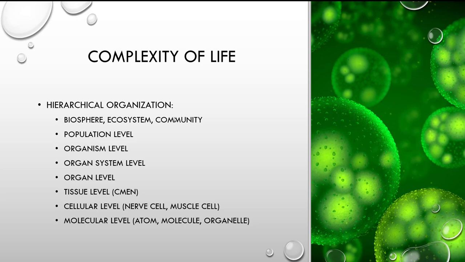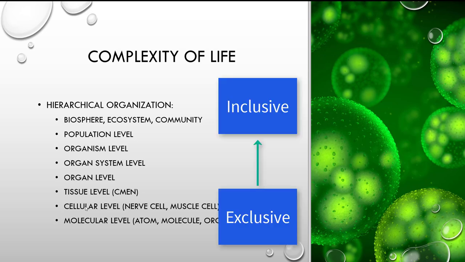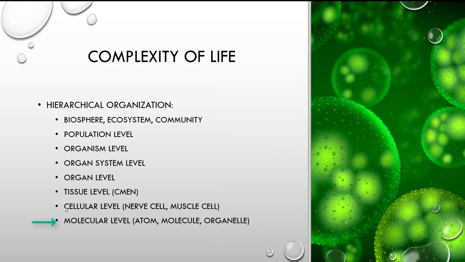And then if we add in the abiotic factors such as the land and the climate and the topography, we get an ecosystem. And then if we put all the living things together, all the ecosystems together, we get our biosphere. Okay, so that's going from most exclusive to most inclusive. And then we can get even smaller than a cell. Okay, so from smaller than the cell, we can get to the molecular level.